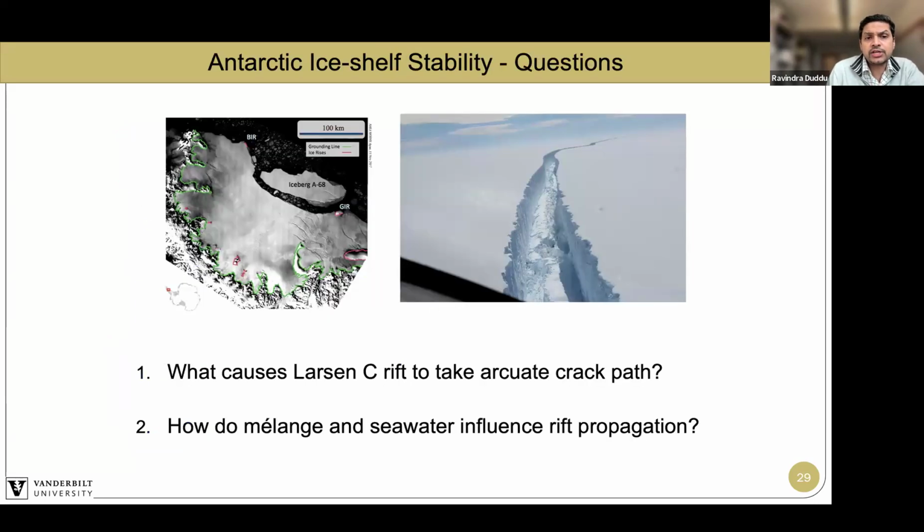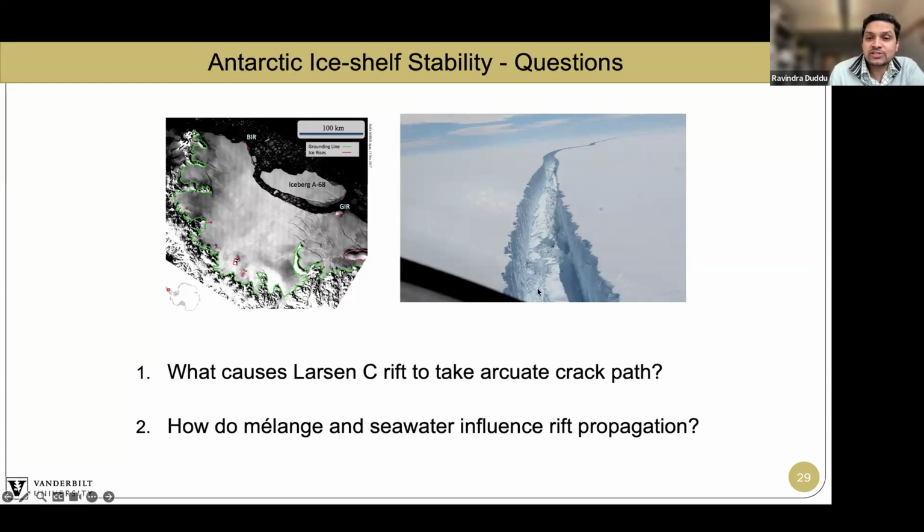So the motivation here is we saw the Larsen C rift take an arcuate path and give rise to this A68 iceberg. So why didn't it have a straight fracture? Why did it curve? So that was a significant question. Why did it exactly take that specific path and not another path? And then if you look into these fractures through a flight, I've never done that. Would love to do it if someone would offer me a seat.